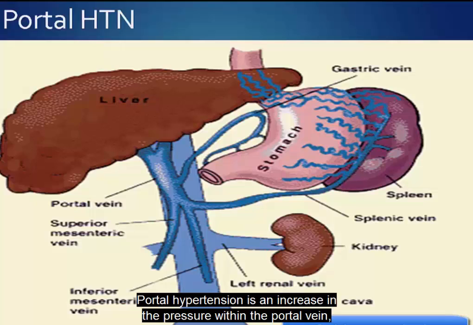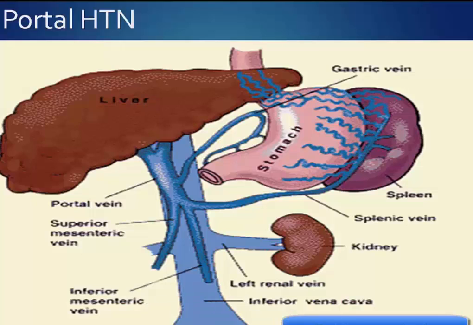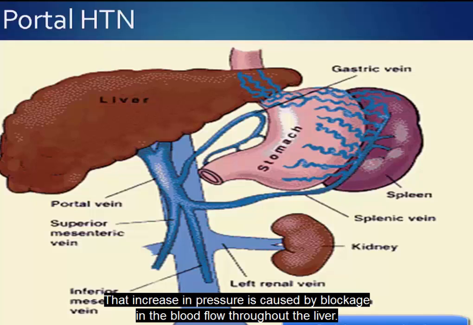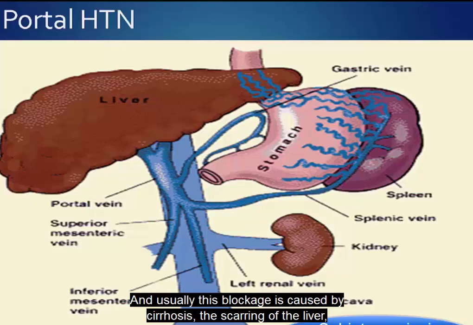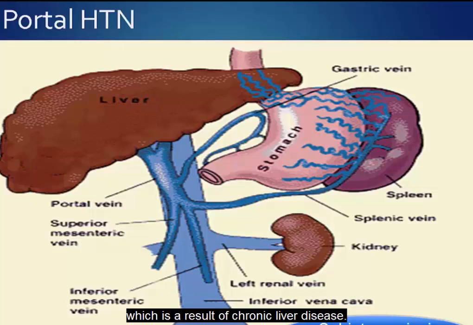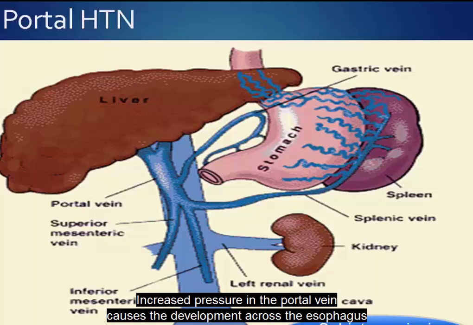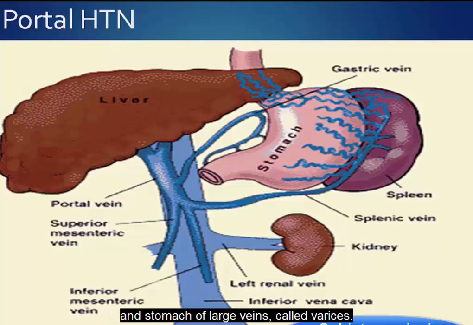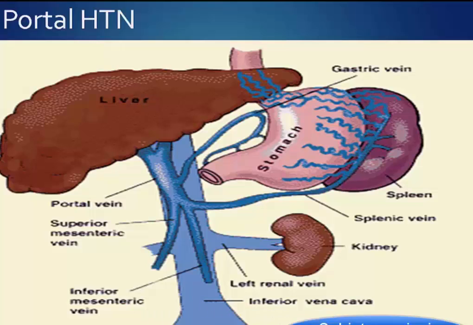Portal hypertension is an increase in the pressure within the portal vein, which is the vein that carries the blood from the digestive organs to the liver. That increase in pressure is caused by blockage in the blood flow through the liver. And usually this blockage is caused by cirrhosis, the scarring of the liver, which is a result of chronic liver disease. Increased pressure in the portal vein causes the development across the esophagus and stomach of large veins called varices, and they bypass the blockage. Varices are fragile and can bleed easily.